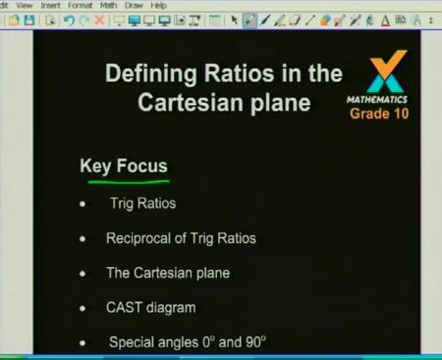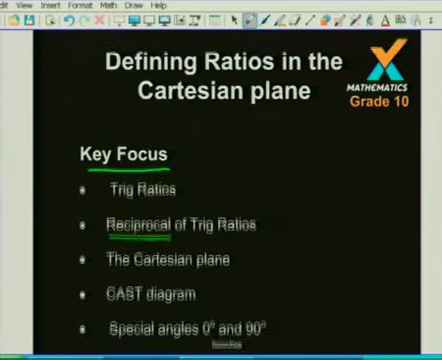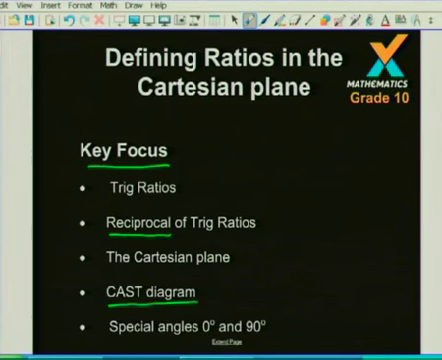Let's move on to the next slide. It says defining ratios in the Cartesian plane, and our key focus is the trig ratios, especially the reciprocals, because up to now you know about sine, cos and tan, but we also need to learn about their reciprocals, which are cosec, sec and cot. I've mentioned the Cartesian plane, and out of that comes something called the CAST diagram, and the special angles of 0 and 90 degrees. You have learned the special angles of 30, 45 and 60, so this completes the set of special angles with 0 and 90.